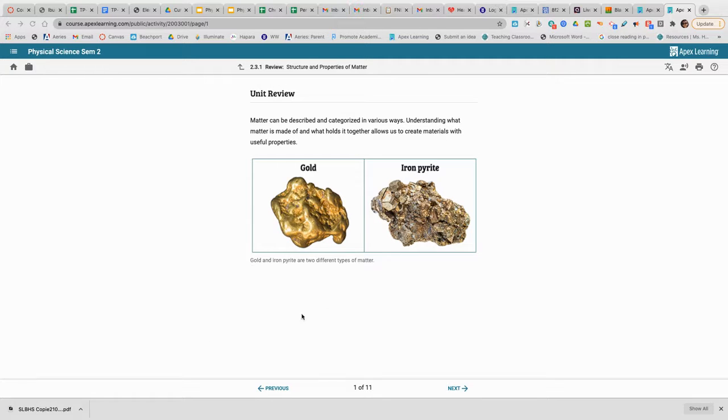So as you know, in Unit 2, it was all about matter and how we can describe and categorize matter to help us organize all of the information that exists within it.